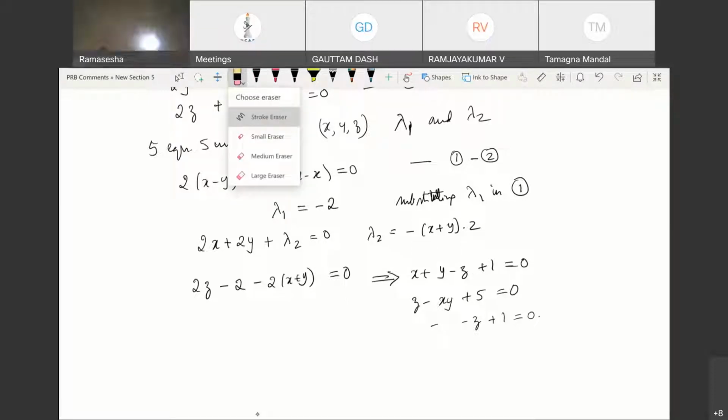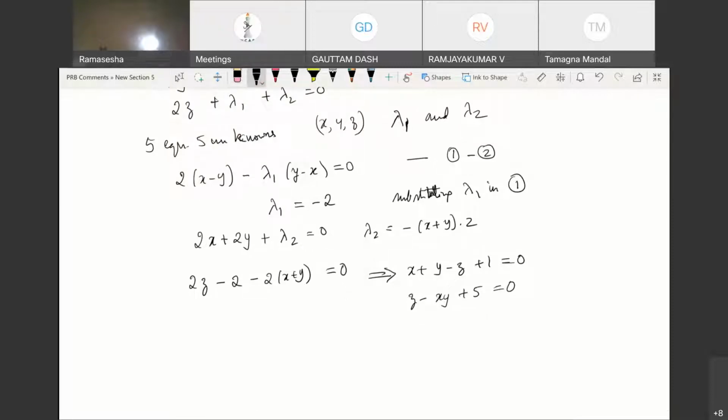Okay, let me wipe it. So I have z minus x plus 5 is equal to 0, and then if I look at these two equations, what I get is the following: x is equal to minus 1, and z is equal to 1.